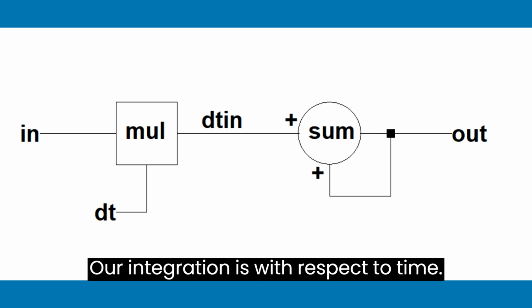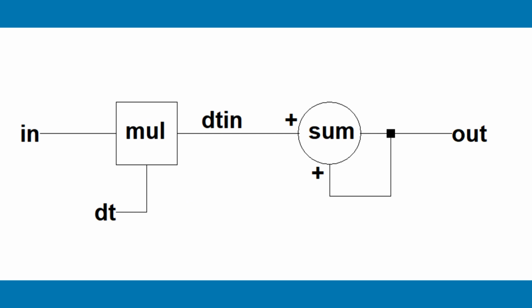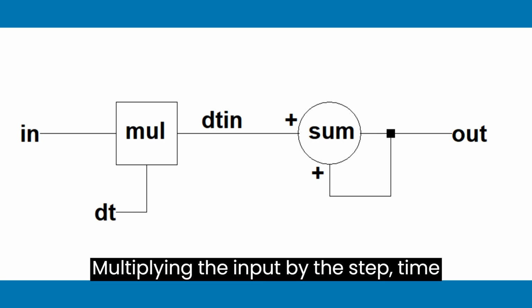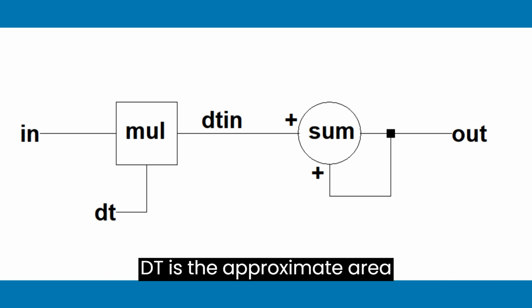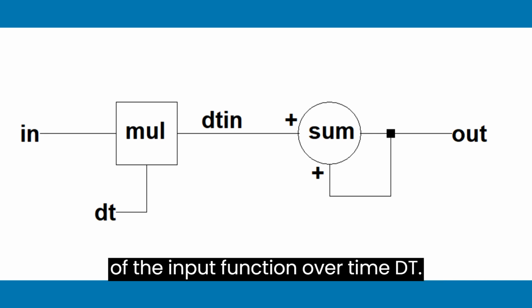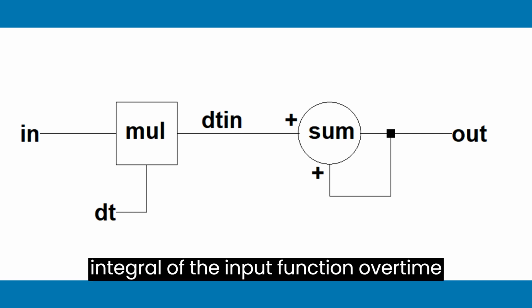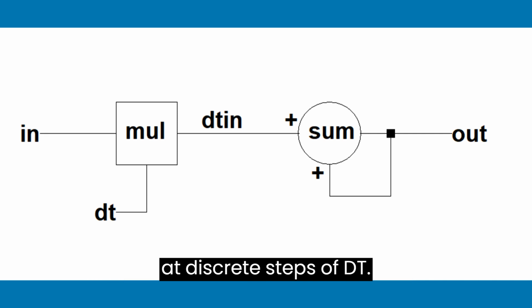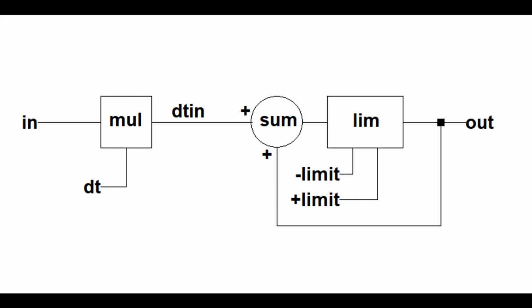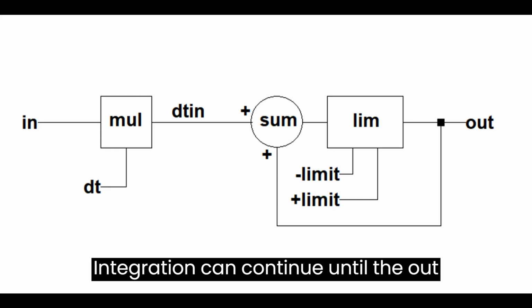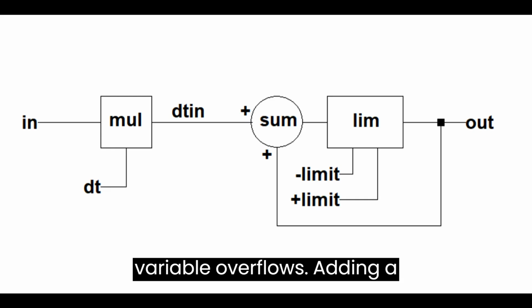Our integration is with respect to time. Multiplying the input by the step time dt is the approximate area of the input function over time dt. When added to out, it is the integral of the input function over time at discrete steps of dt. Integration can continue until the out variable overflows.